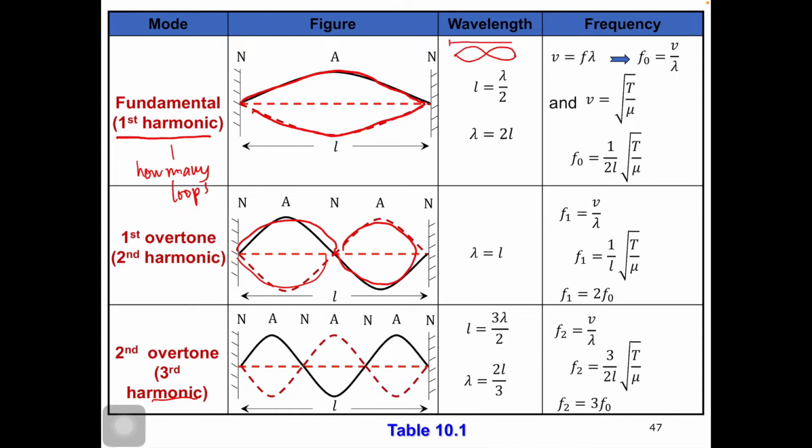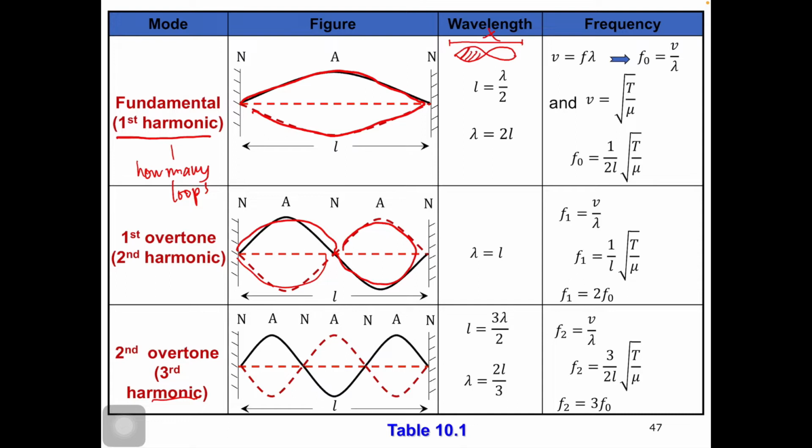Ni kat sini adalah lambda. Okay, so bila kita lukis for the first harmonic, you can see that it only covers this side. So the length of the string is equal to lambda per 2, half lambda, sebab kena ada 2 baru dapat lambda. So lambda sama dengan 2L.